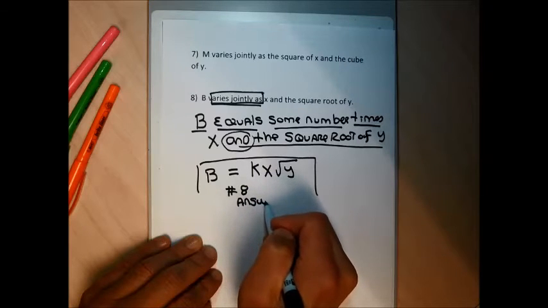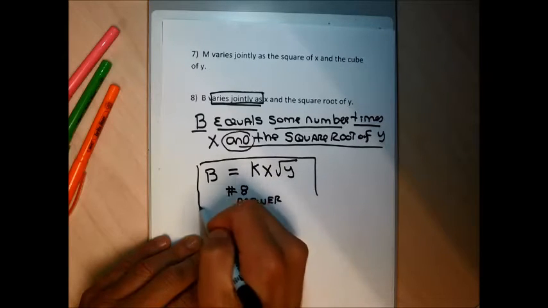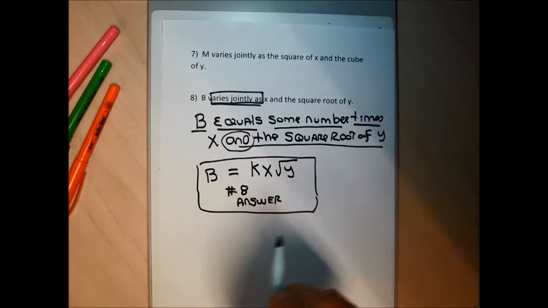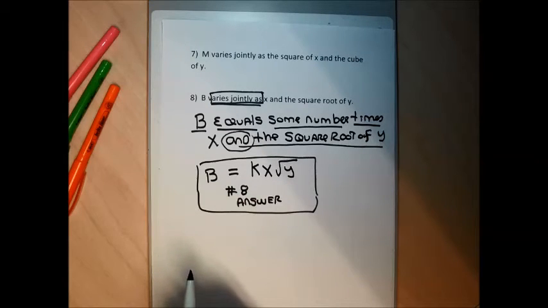All right, so that's the beginning of section 2.4, and every problem in section 2.4 is going to have this skill that we need, to be able to take a sentence with the words inversely, jointly, or directly and transform it into an equation.